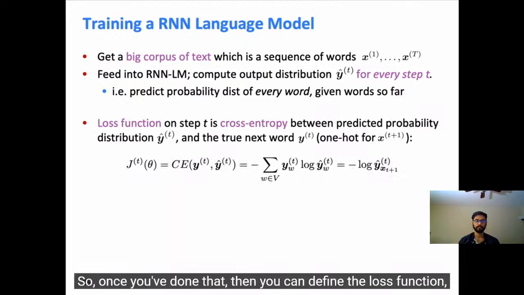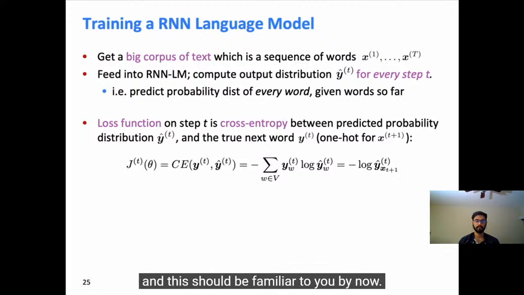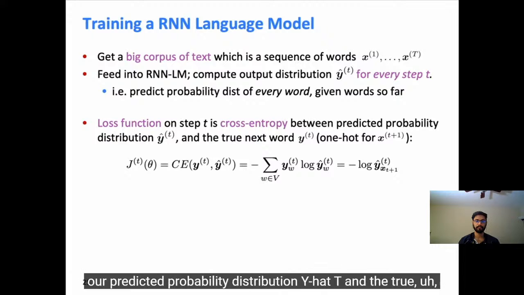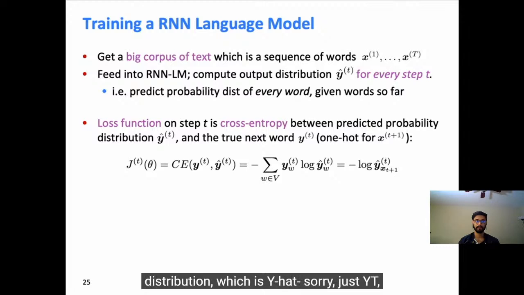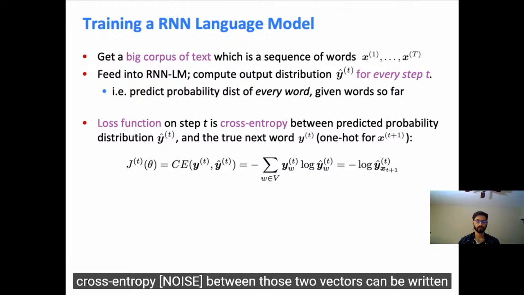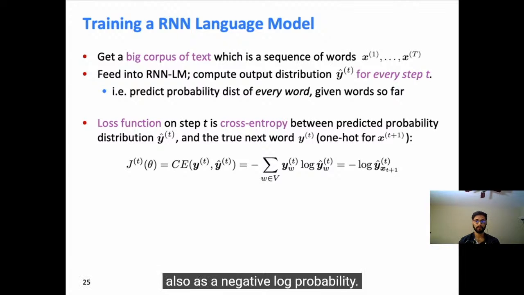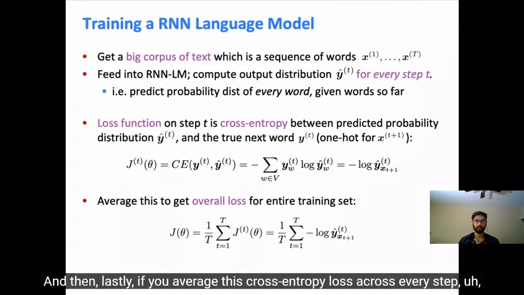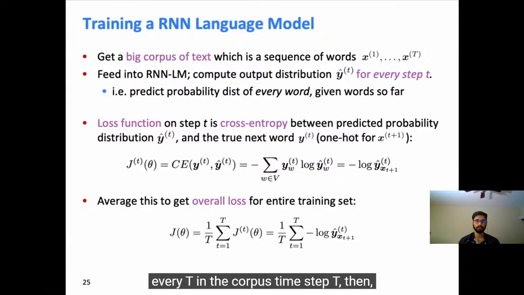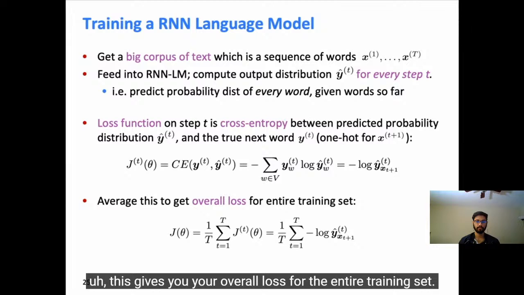Okay, so once you've done that, then you can define the loss function, and this should be familiar to you by now. This is the cross entropy between our predicted probability distribution y hat t and the true distribution, which is just y t, a one hot vector representing the true next word, which is x t plus 1. As you've seen before, this cross entropy between those two vectors can also be written as a negative log probability. And then lastly, if you average this cross-entropy loss across every step t in the corpus, then this gives you your overall loss for the entire training set.